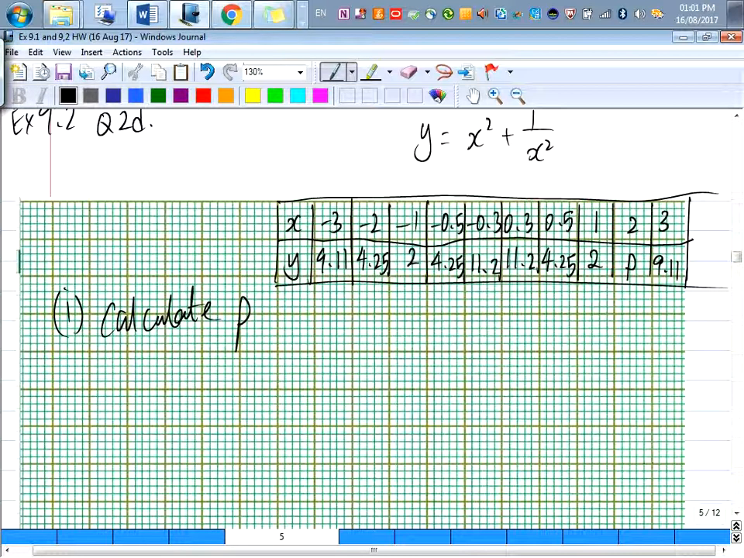Okay? So as I was saying, during your exams, typically we will give you this type of question. One table and then calculate P. Now all you need to do is to just find one value, and this will give you 1 mark. After you calculate the value of P, you realize that it is equal to 4.25. Okay? So don't worry about it during our exam.